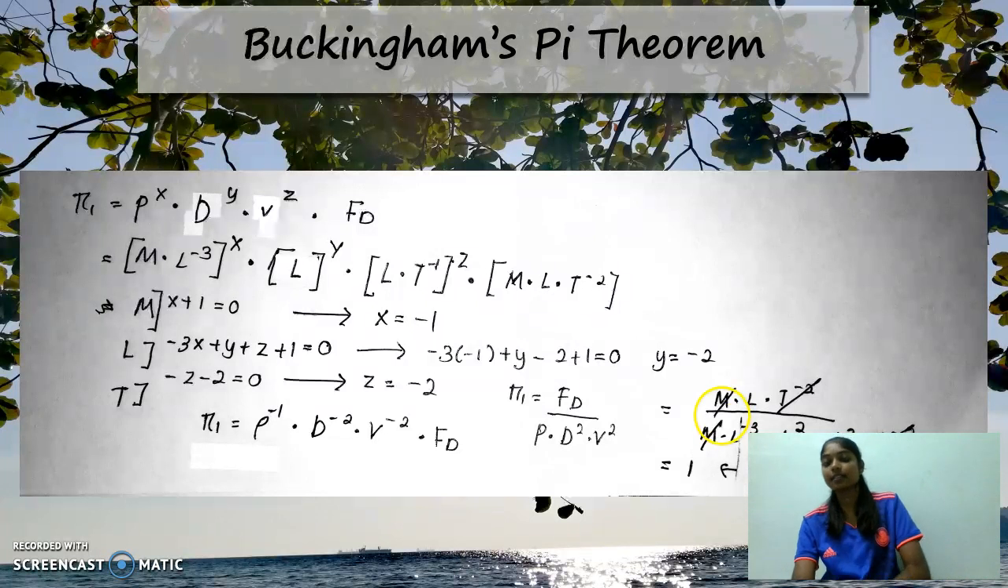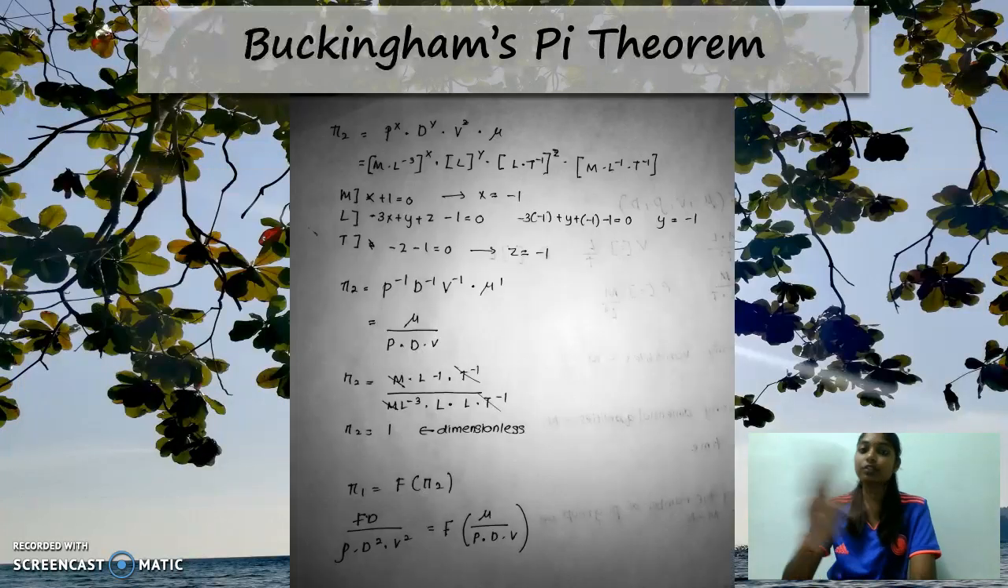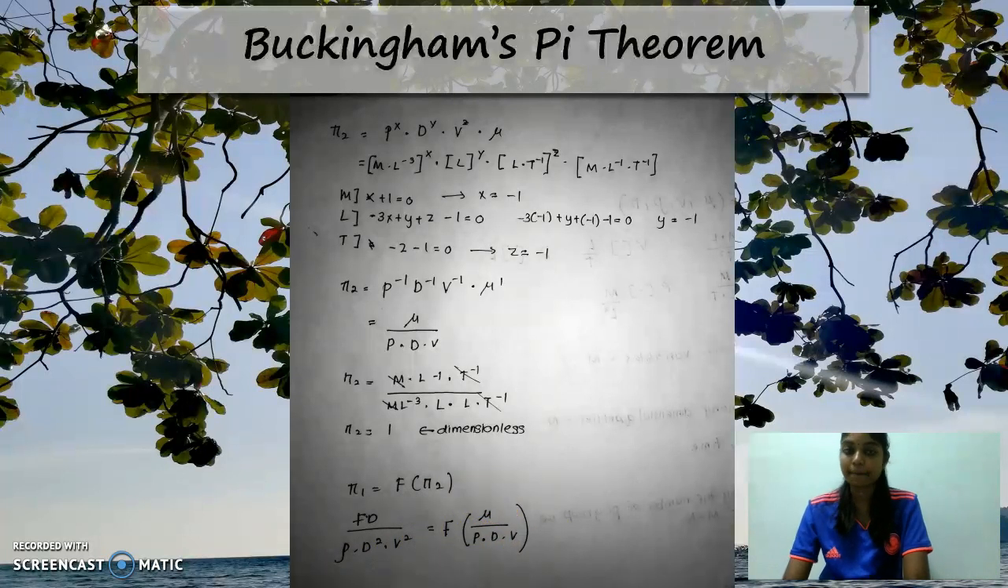Then we have to find another pi using viscosity. With the same method we apply here, we get pi 2, also dimensionless. So the equation that we can get is pi 1 equal to f of pi 2. You put pi 1 everything here and f equal to pi 2 everything here. So you will get the final equation. That's all for this episode, the end. Thank you.